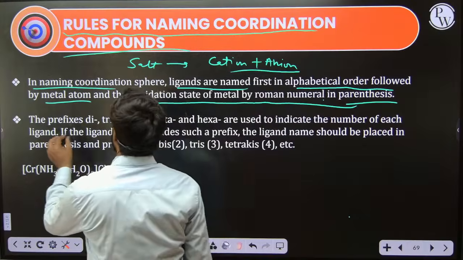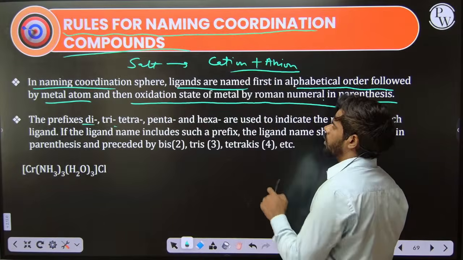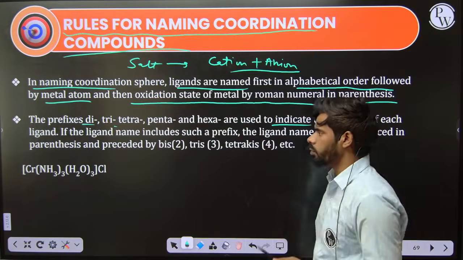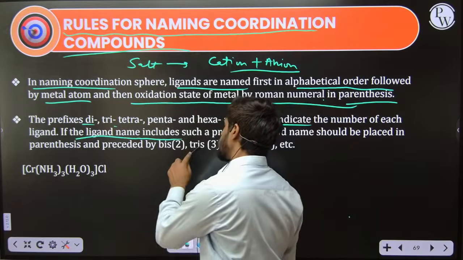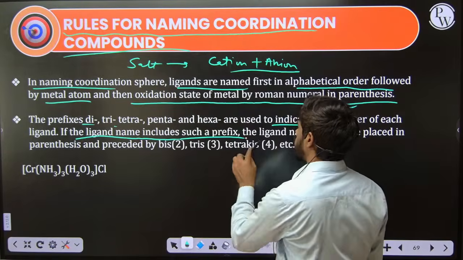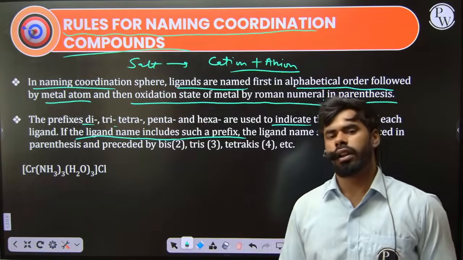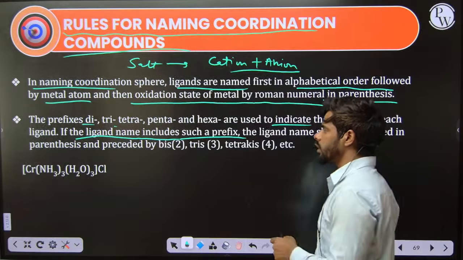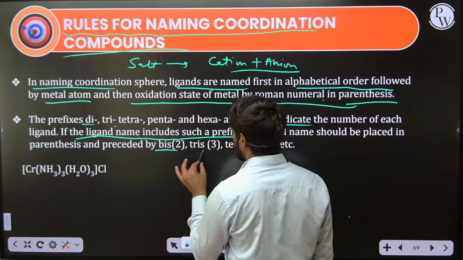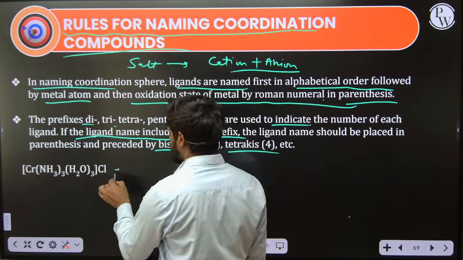The prefixes like di, tri, tetra are used when more than one ligand is coming. If the ligand name itself contains such prefixes like di, tri, tetra, then we can use bis for two ligands, tris for three ligands, and then, for example, this compound is given.